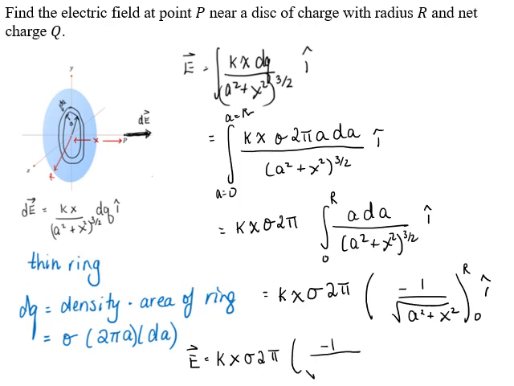So first we fill in a equals r, that's r squared plus x squared. Subtract negative 1 over the square root. Next we fill in a equals 0, 0 squared plus x squared. That's all in the i direction. Okay, we'll just double check and make sure that all looks good. Minus times a minus gives us a plus. This expression looks good. We'll just finish it up now on the next slide.